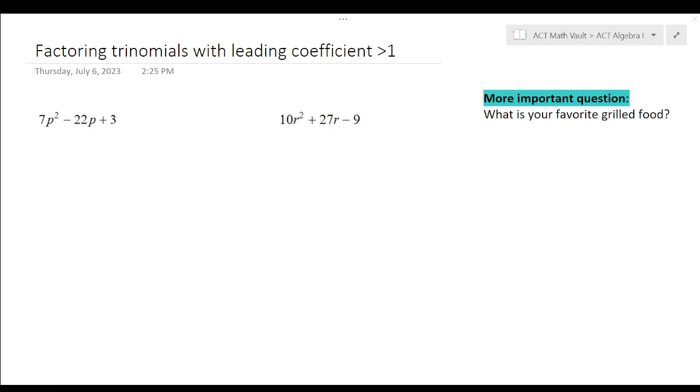Here are the two problems that we'll do, and to make sure that we don't take ourselves too seriously, let's think about the fun question. What is your favorite grilled food?